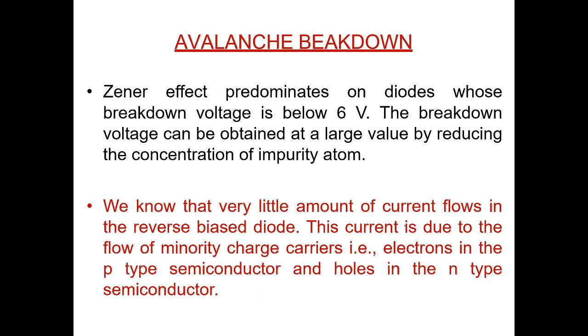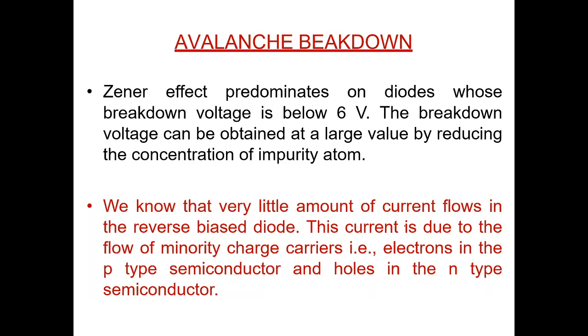So next, the Zener effect is predominant in diodes whose breakdown voltages are less than 6 volts, and the avalanche breakdown occurs for voltages greater than 6 volts. The breakdown voltage can be obtained at larger values by reducing the concentration of impurity atoms.